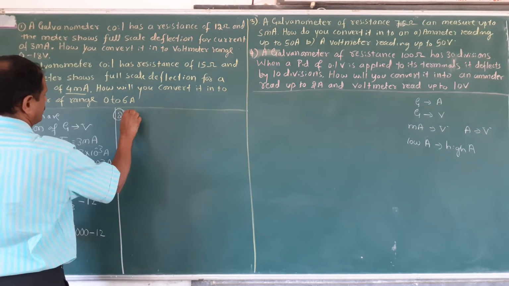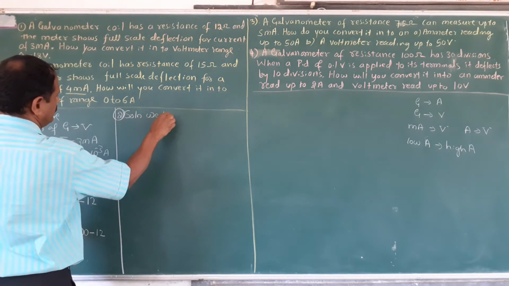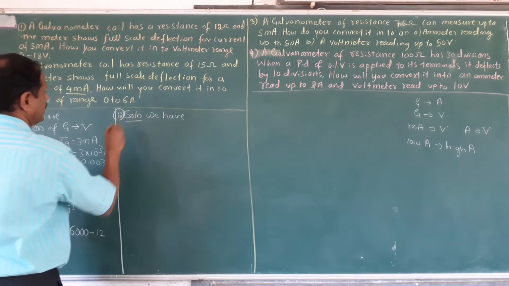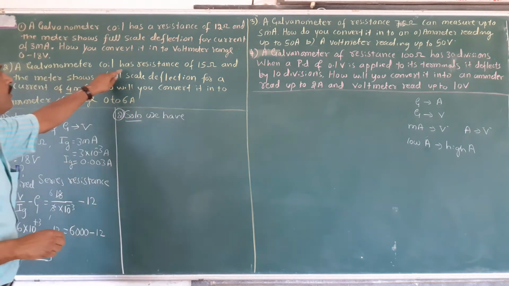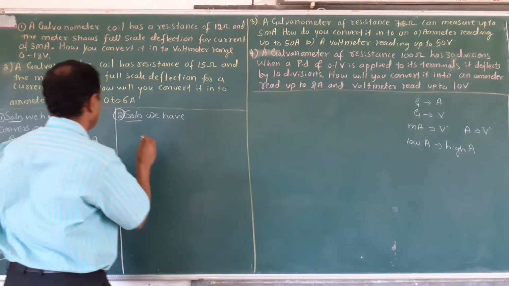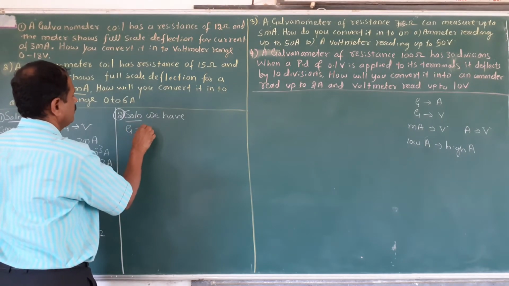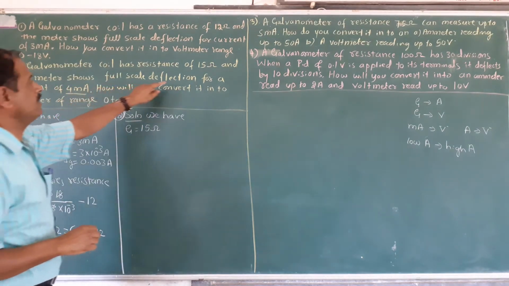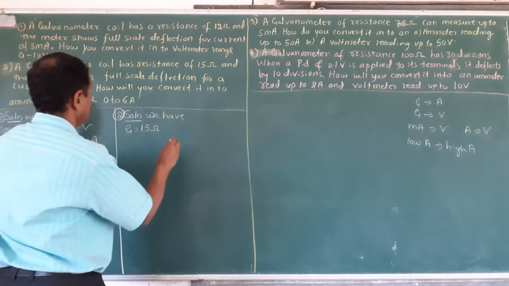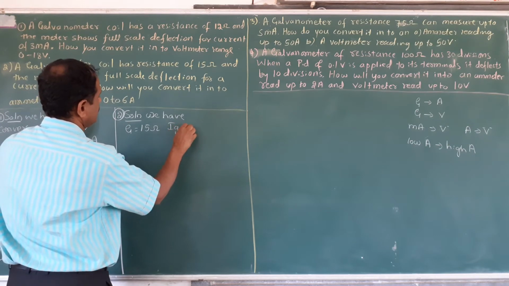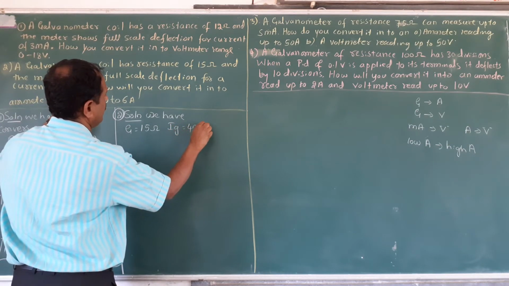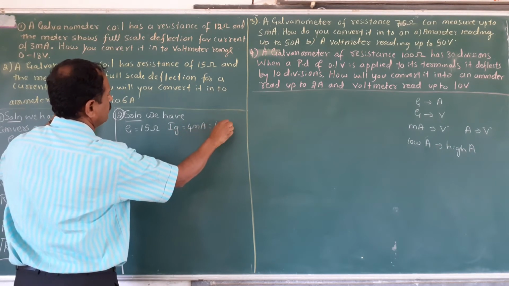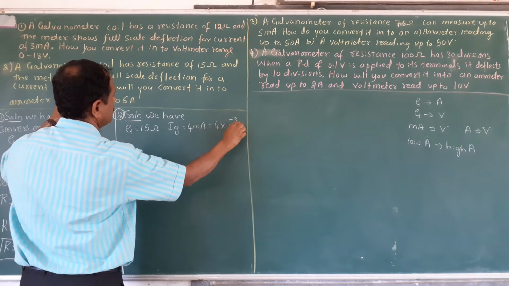Yes, what is asked in the problem? A galvanometer coil has a resistance of 15 ohm, G is equal to 15 ohm, and the meter shows full scale deflection for a current of 4 milliampere. Ig is equal to 4 milliampere, 4 into 10 to the power of minus 3 ampere.